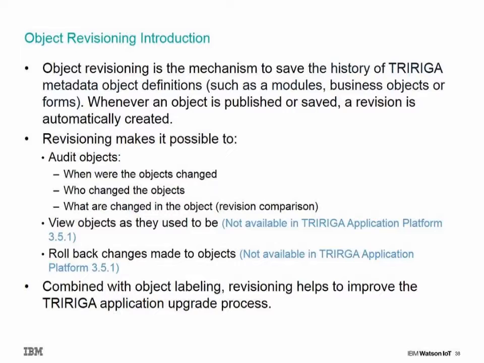Not available in Application Platform 3.5.1, but mentioned here because it is the groundwork for the possibility to view objects exactly as they used to be and also roll back to previous versions of objects. But once again, what I mentioned there is not available in Application Platform 3.5.1. So combined with object labeling, revisioning helps to improve the TRIRIGA application upgrade process.